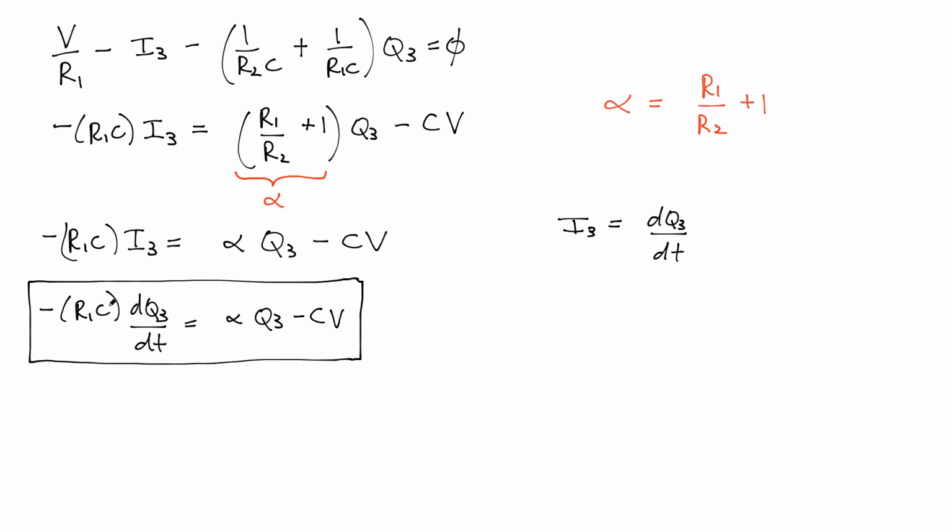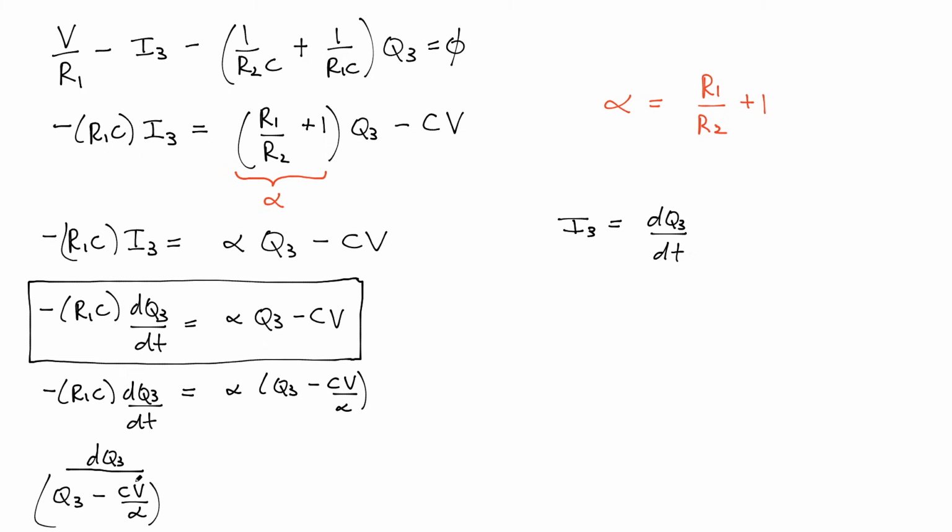To solve it, let's start by factoring out an alpha. So this here becomes Q3 minus CV over alpha. This term here remains the same. Now we're just going to group some terms together. Let's group all the terms with Q3 on one side. So we have dQ3 divided by Q3 minus CV over alpha has to be equal to negative alpha divided by R1C multiplied times dt.